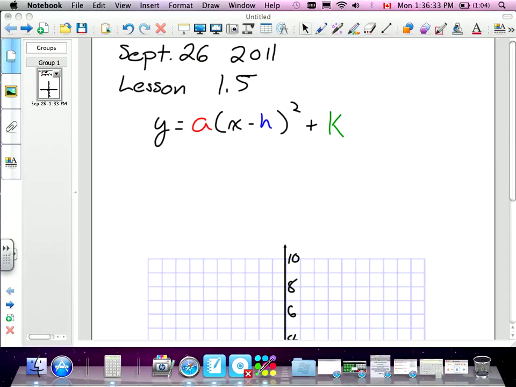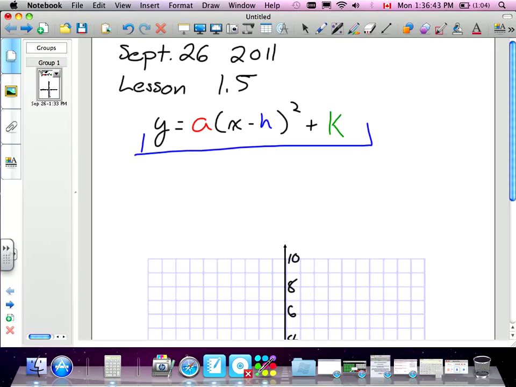Okay, today's September 26, 2011. We're doing lesson 1.5 and we're going to do some problem solving. If you guys remember from before, this is our theoretical model or skeleton model, or whatever we want to call it.